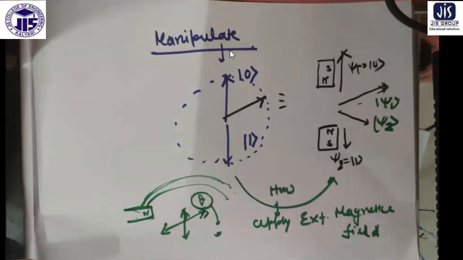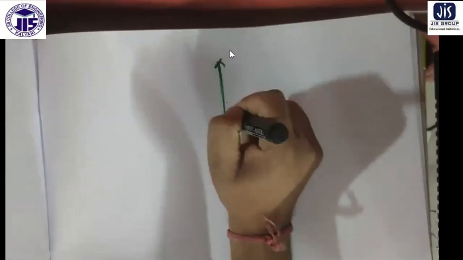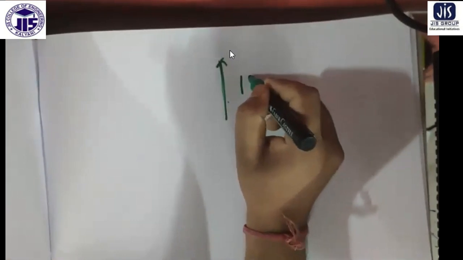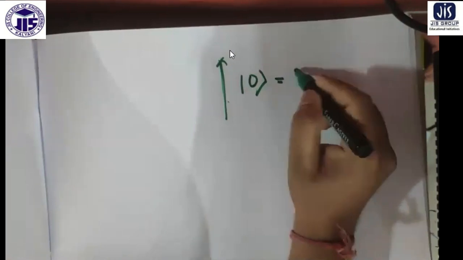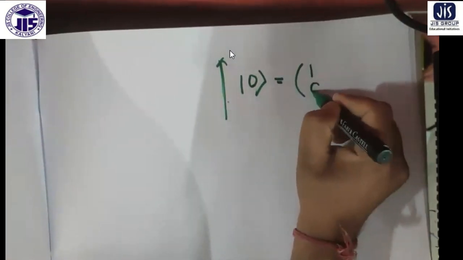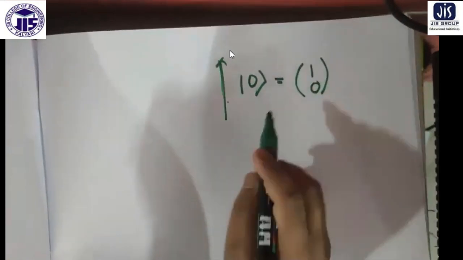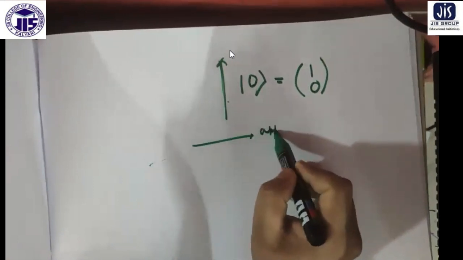So if you think mathematically, you are actually manipulating the spin of the electron. Suppose this is the spin of the electron, spin up, represented by the zero state. It's a state vector in two directions, two elements. So one may be 1, another may be 0. Now what we are trying to do is apply one external magnetic field.